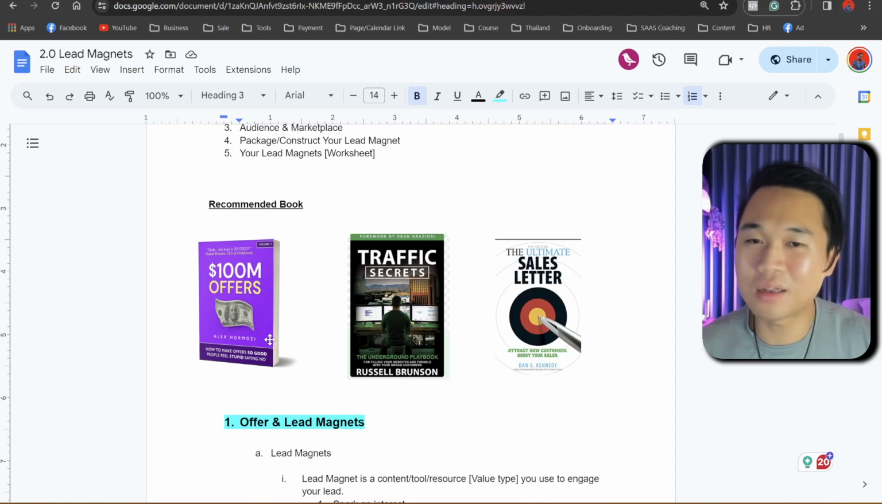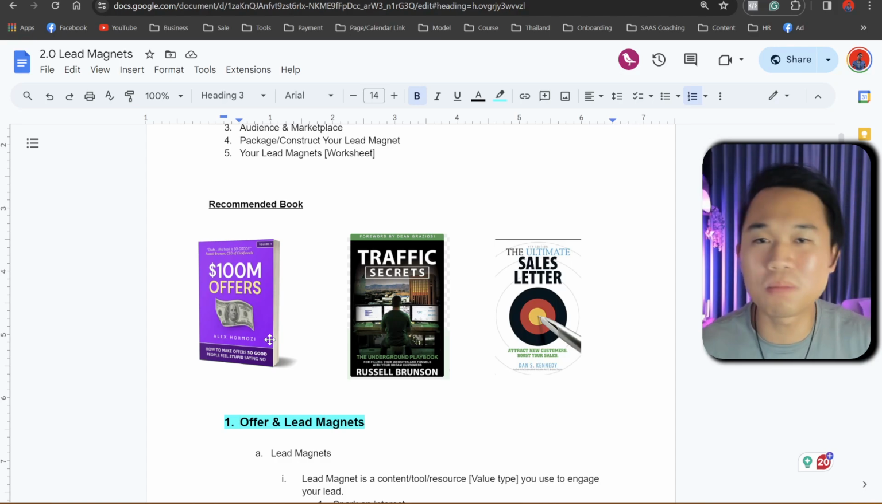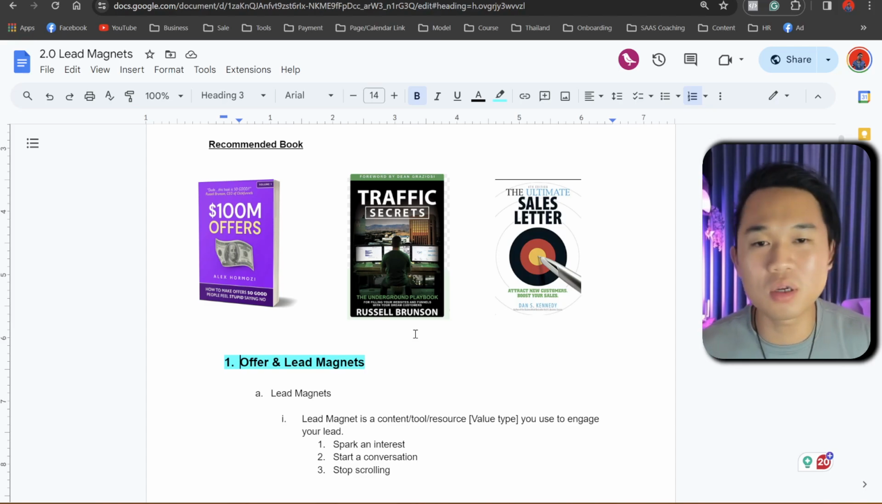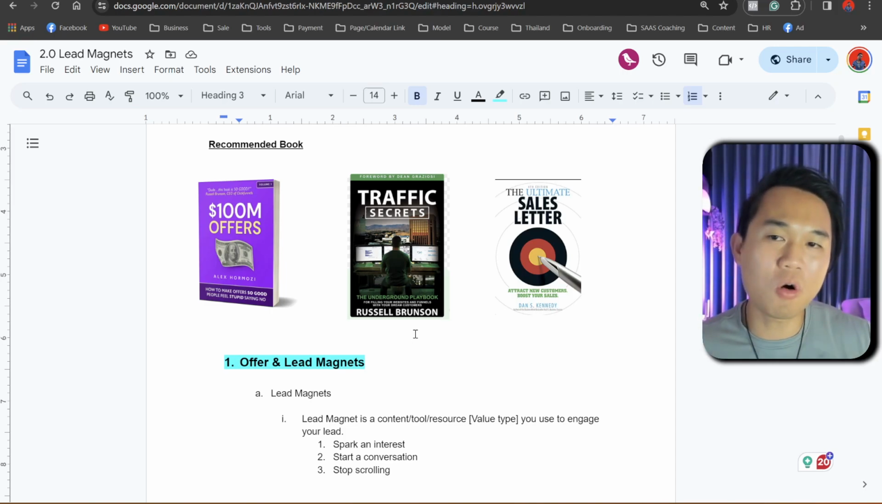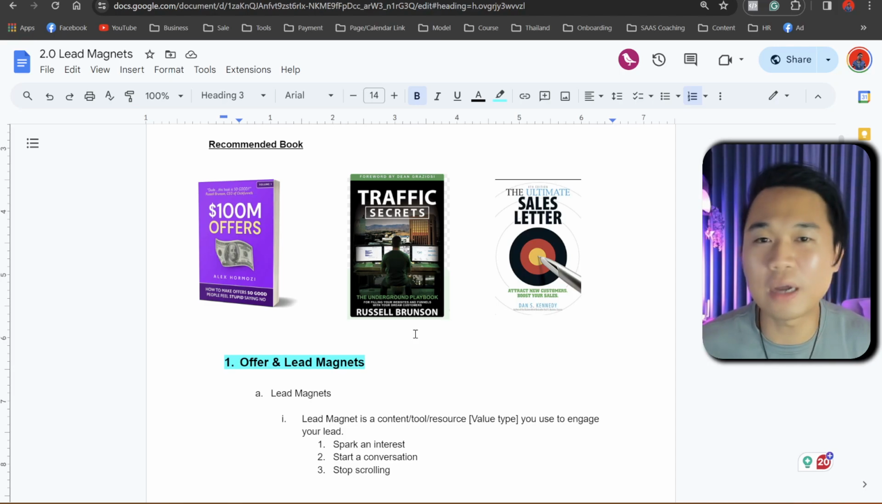The words lead magnet and offer seem to be the same for him. I totally disagree, but it's a good book in terms of giving you the tools you need to make your lead magnet. Traffic Secrets is by Russell Brunson, co-founder of ClickFunnels. He mentioned a little bit more about how to actually package your lead magnet in a way to drive traffic, and I think he talked more about how to identify a better audience and better marketplace, because lead magnet and audience are sort of in the same line, since you need one or the other.